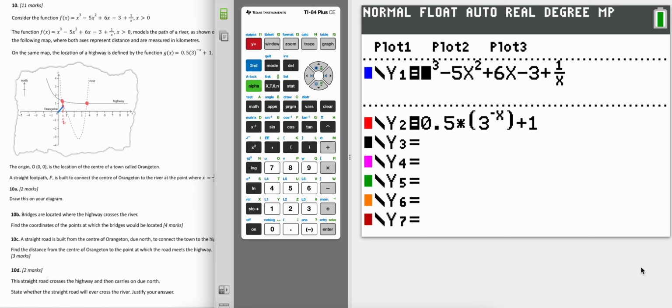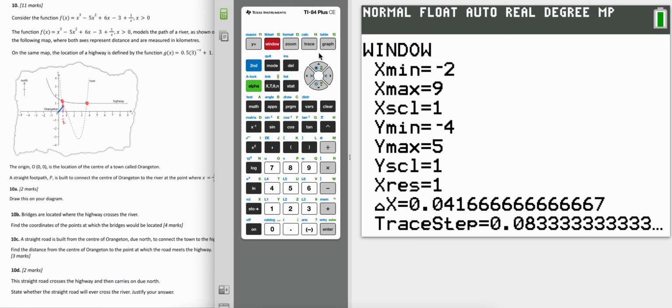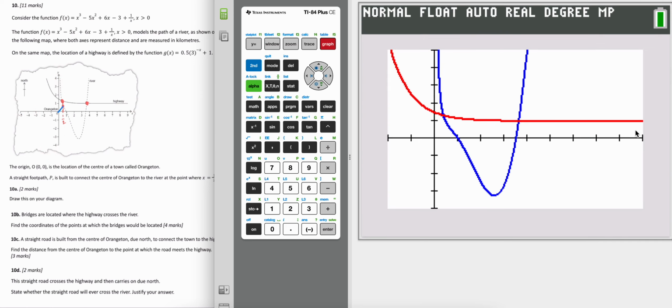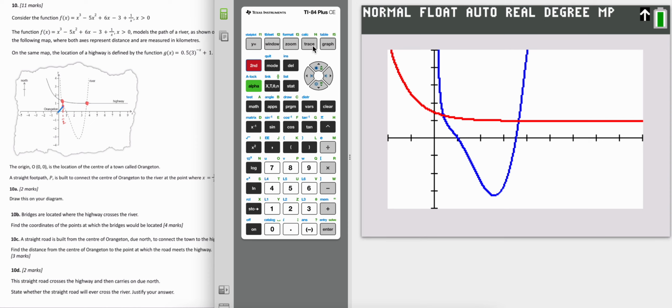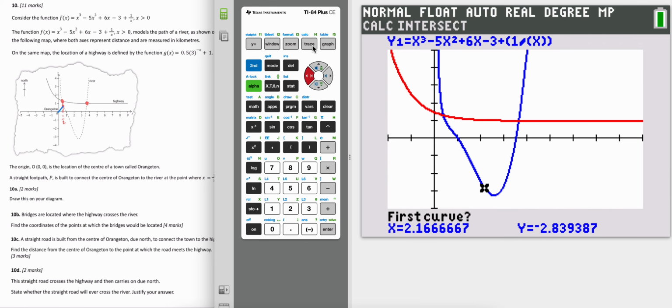So for this, I'm going to go to my TI-84, and I've plotted the function of the river and then the function of the road, the highway, and I'm graphing it. I've changed my window here to be what I was given in the question, so -4 to -5, 9, so that I can see that I'm looking at roughly the same thing. So I'm asked to find the intersection, so second function trace, intersections.